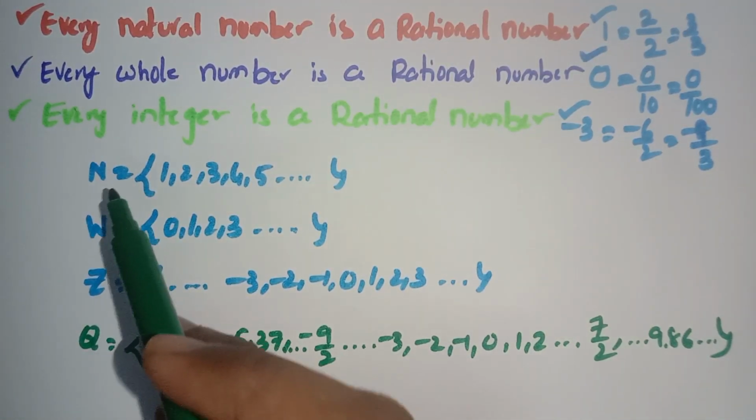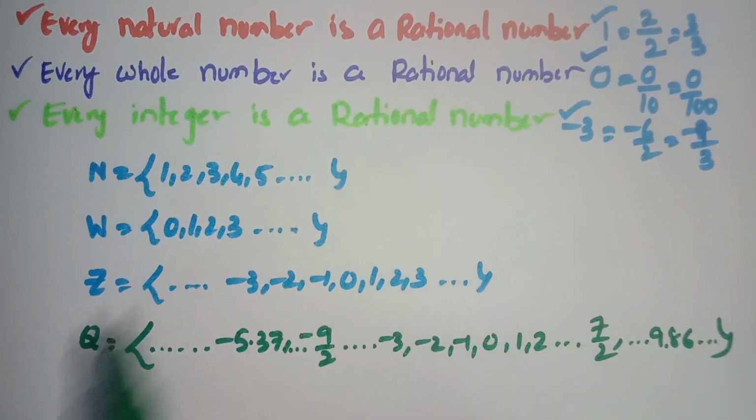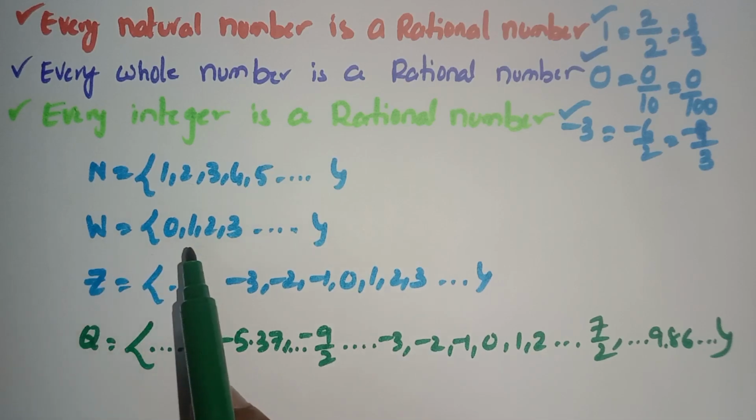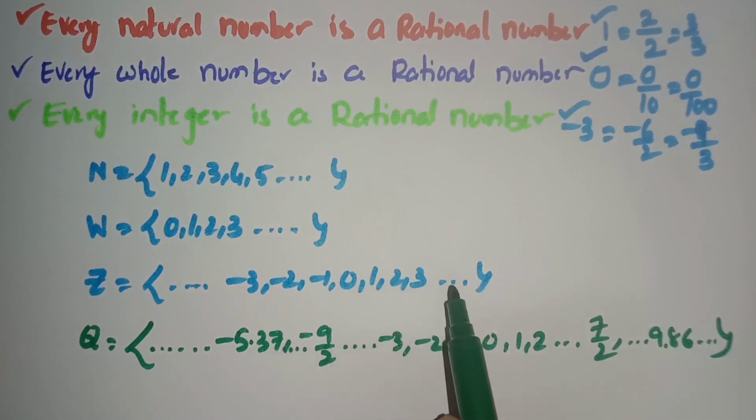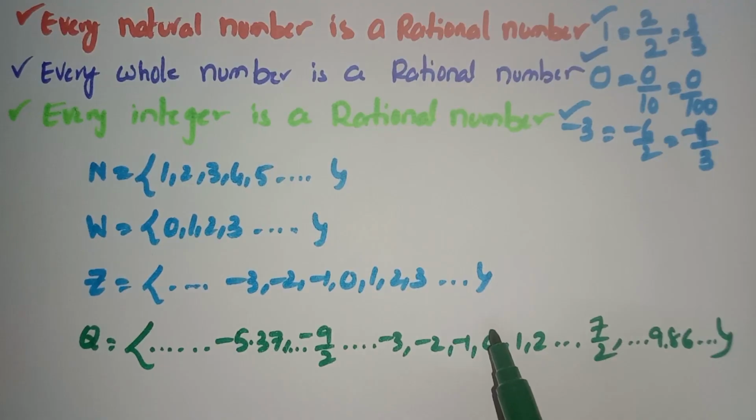Here we have the set of natural numbers 1, 2, 3, 4, 5 and so on, the set of whole numbers 0, 1, 2, 3 and so on, and the set of integers: 0, 1, 2, 3, 4 and so on, and minus 1, minus 2, minus 3 and so on. Thus, we can conclude the set of rational numbers includes 0, 1, 2, 3, 4, 5 and so on, 7 by 2, and so on, 9.86 and so on. Again, minus 1, minus 2, minus 3, which are negative integers and so on, minus 9 by 2, and so on, minus 5.37, that are negative fractions.